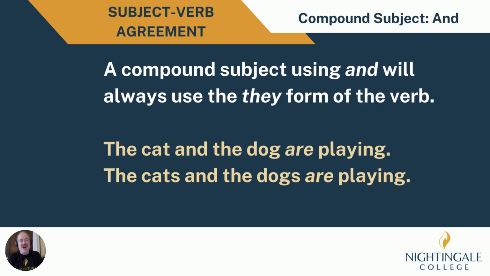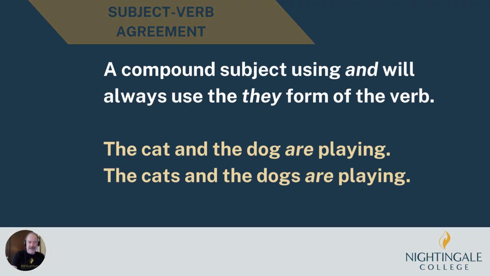The cat and the dog are playing. Cat is singular, dog is singular, but we're using the plural form, the they form. Why? Because we can replace the cat and the dog with the pronoun they. They are playing. The cats and the dogs are playing. It doesn't change, even though we've changed the form of the words cat and dog, because we can still replace that subject with the pronoun they. They are playing.